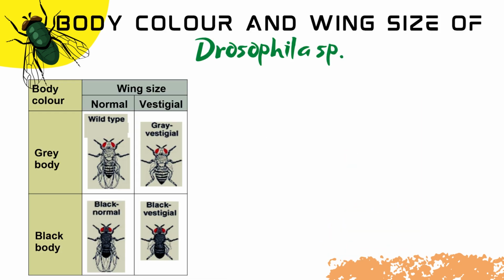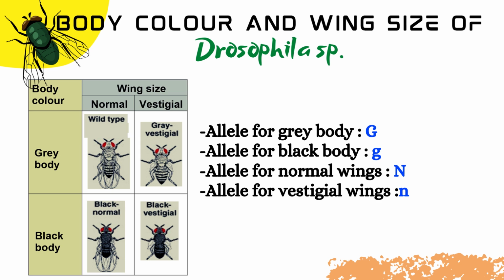Let's say, in the fruit fly Drosophila melanogaster, the allele capital G is dominant for grey body. Meanwhile, the allele small g is recessive for black body, the allele capital N is dominant for normal wing, and the allele small n is recessive for vestigial wing. The two genes are located on the same chromosome but at different loci. From this information, we quickly know that gene G and gene N are linked.